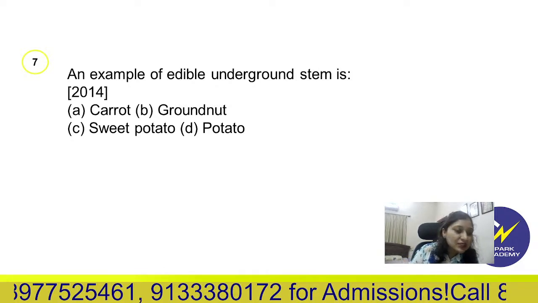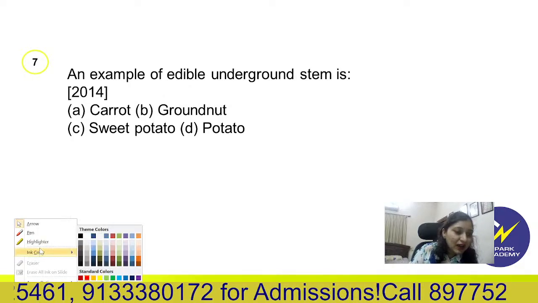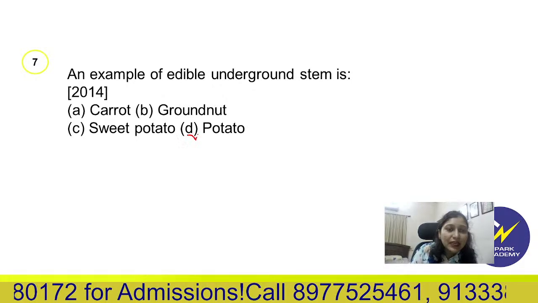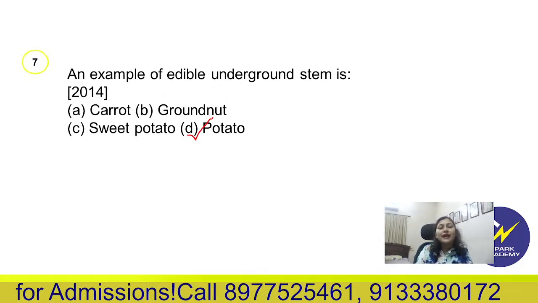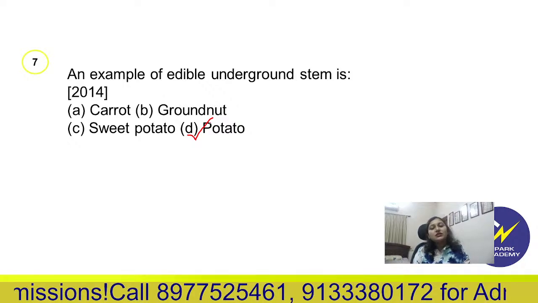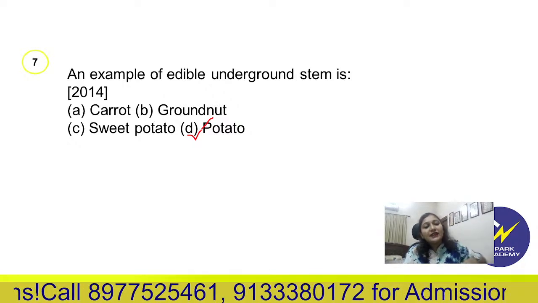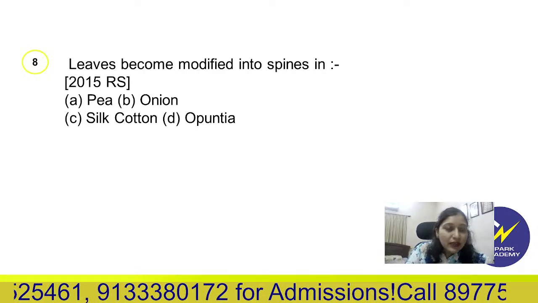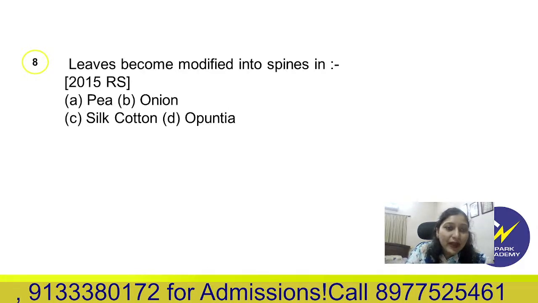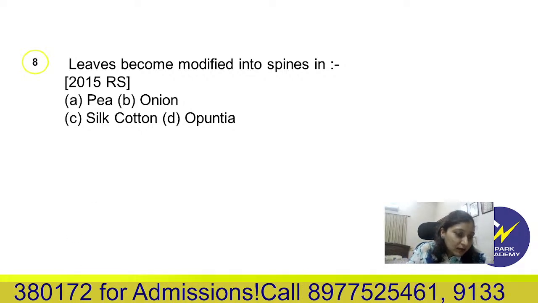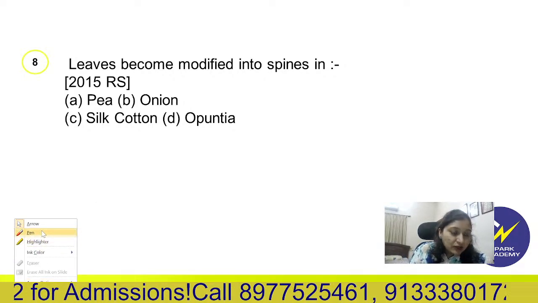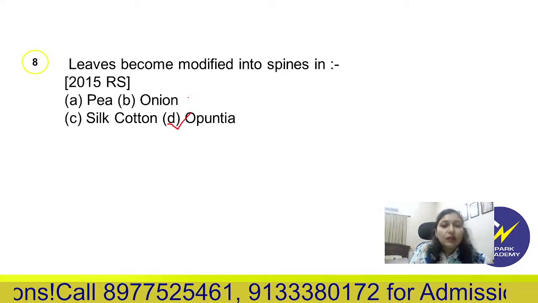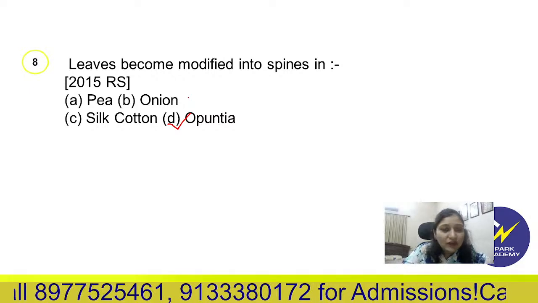Then an example of edible underground stem. Which of these is an example of underground stem? Potato is underground stem. Carrot is root. Groundnut is seed. Sweet potato, it is adventitious root. So potato is correct answer. Leaves become modified into spines in case of opuntia. In case of opuntia, to reduce transpiration rate, leaves are modified into spines.